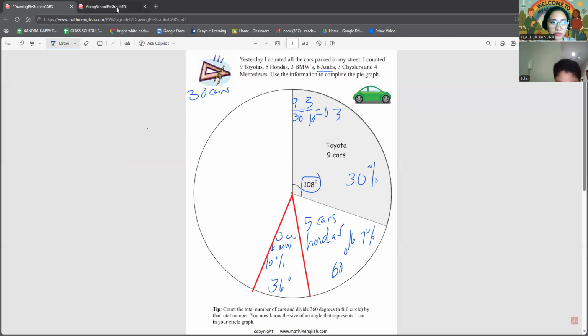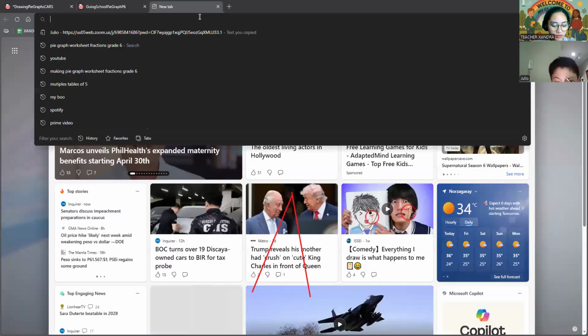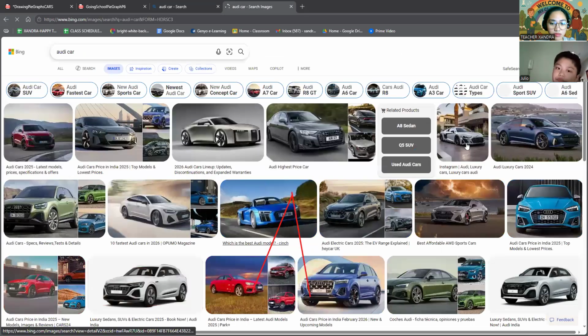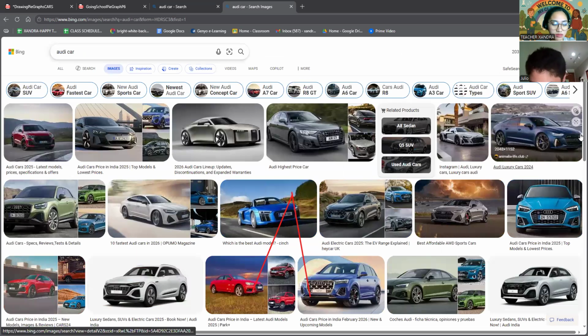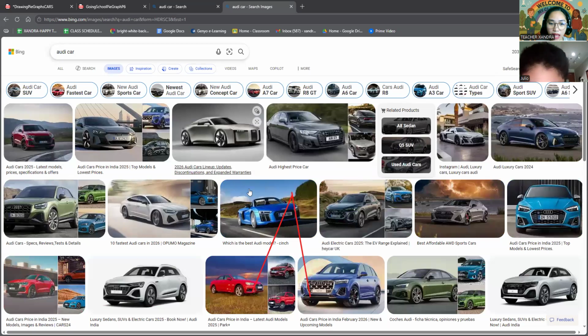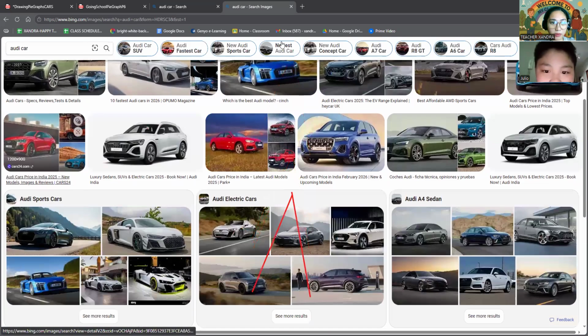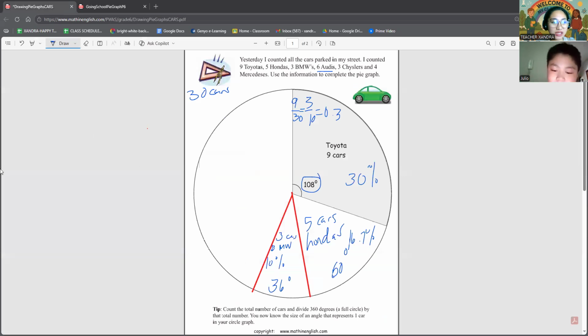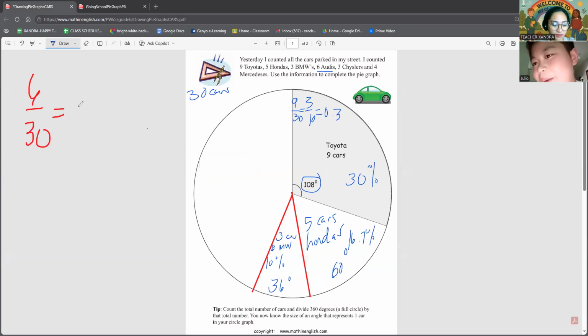What's Audi? I've never seen Audi in my life. That's an Audi. I want this when I grow up. Okay, let's go back. 6 over 30. It doesn't matter if you're bald. You just need a car. That's what Vin Diesel did. He gets a car and he got chicks.